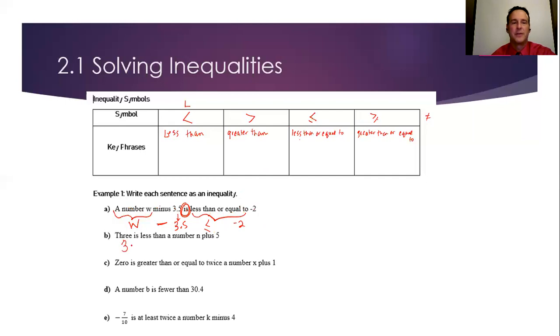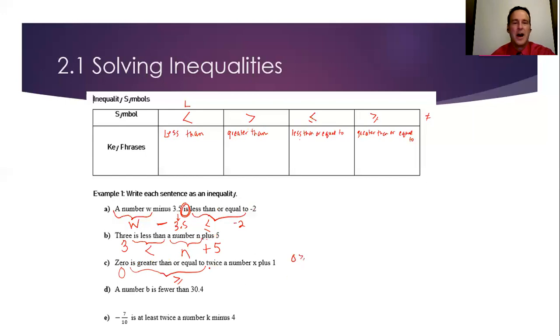3, that's the next one. 3 is less than. So less than is this guy. A number n. I'm just going to write the letter n there. Plus 5. That makes sense. We'll keep going. 0 is greater than or equal to, and greater than or equal to is this last one in the table. So it looks like that.